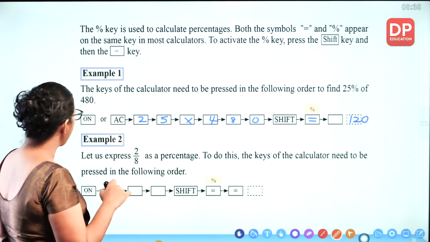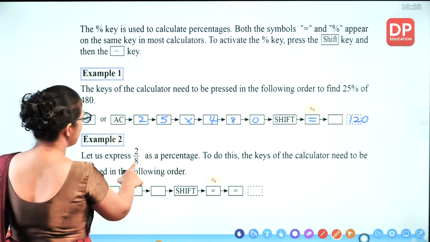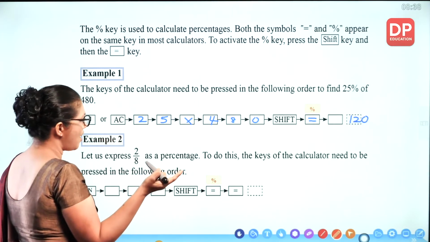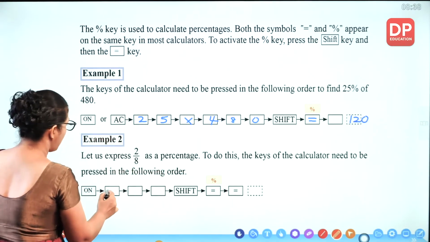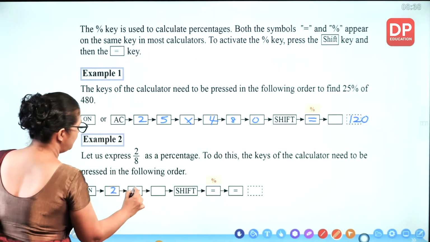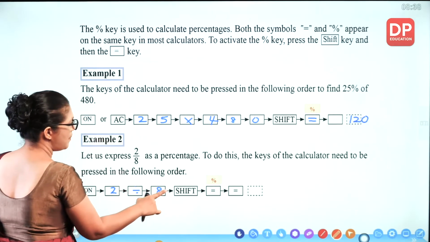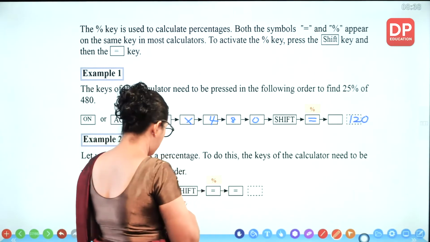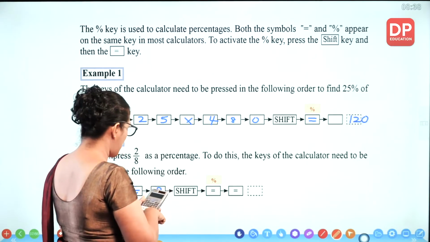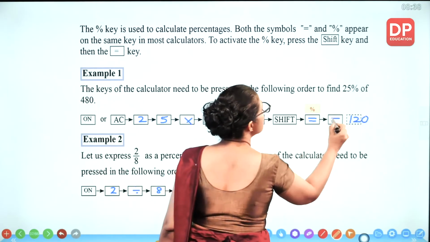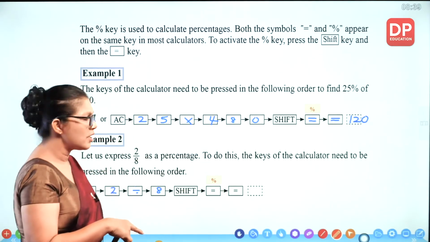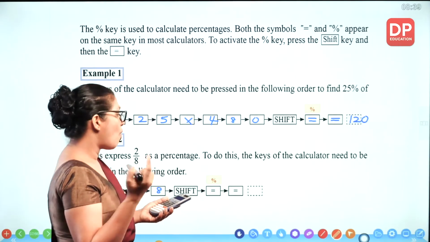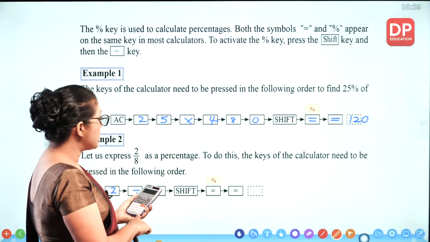Example number 2. Let us express 2/8, 2 over 8, how can you write? So 2 over 8 multiplied by 100%. So you can write 2 divide by 8 and then percentage sign. Shift with equal. And here you need to press equal sometimes twice. That's why it is mentioned in the textbook. This is the equal sign again. Certain calculators, not all calculators, you have to press equal sign twice.